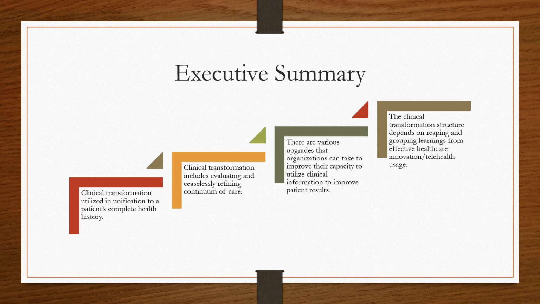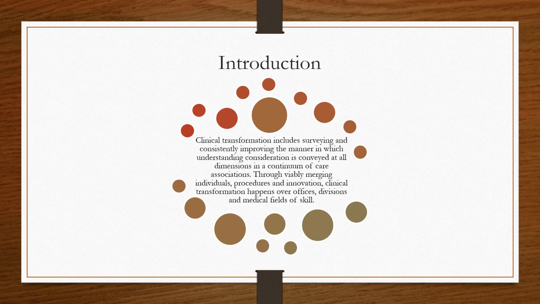So the clinical transformation structure really depends on reaping and gathering learnings from effective healthcare innovations in telehealth usage, which includes discoveries from a scope of dependable electronic programs. Clinical transformation involves surveying and consistently improving the manner in which patient care is delivered at all dimensions in a continual care association. Through viably merging people, processes, and innovation, clinical transformation happens across offices, divisions, and medical fields of skill. And when you're thinking about clinical transformation, it's usually grouped into certain topics.